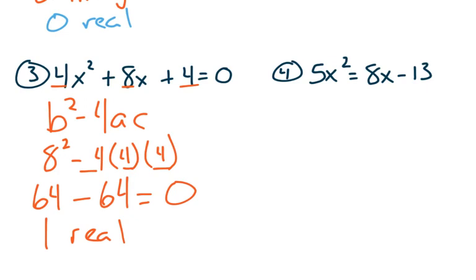Let's try one more here. 5x squared equals 8x minus 13. In order for us to do the discriminant, we've got to have everything on one side. It's got to be equal to 0.